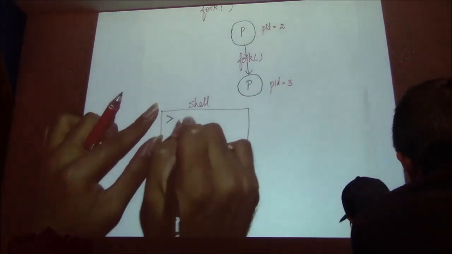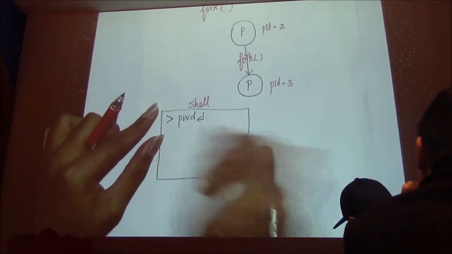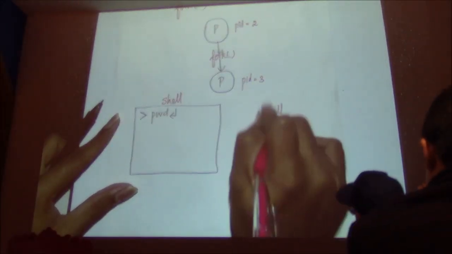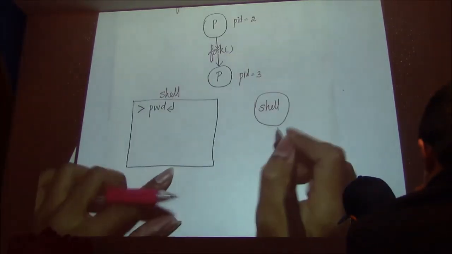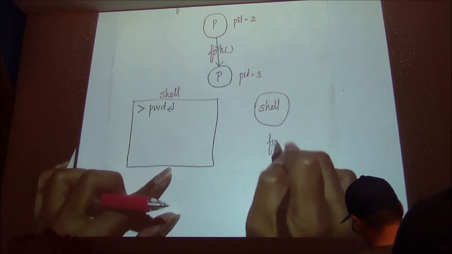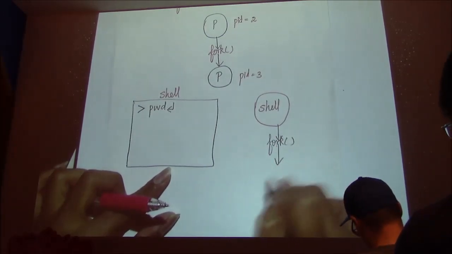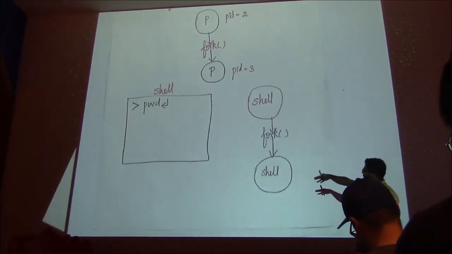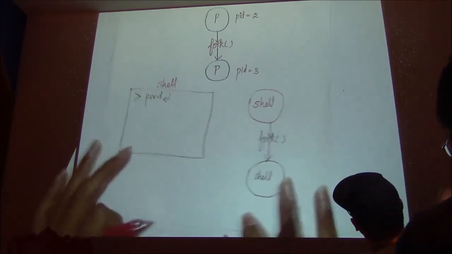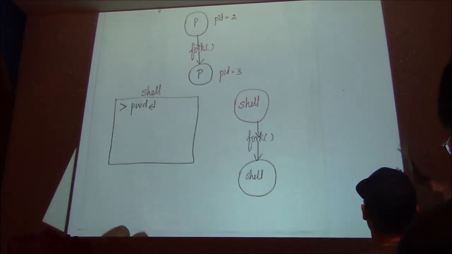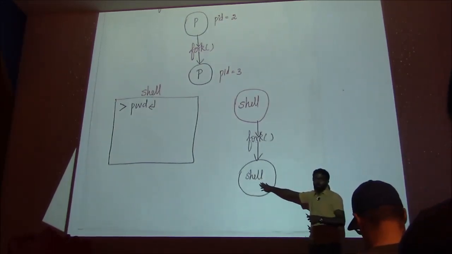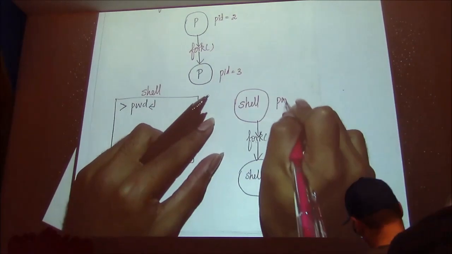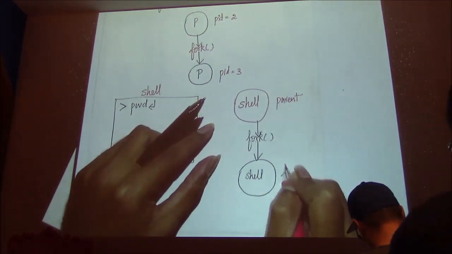When some user types a command, let's say pwd, and presses enter, immediately what is happening internally is, we have this shell program, and the shell immediately calls fork. The shell forks itself and creates another shell program. At this time, this is called the parent, and after forking we just call the other one the child.